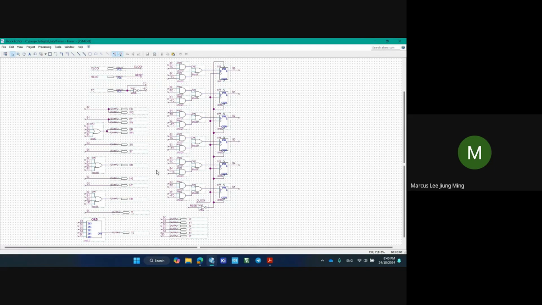And now I'm going to present the schematic diagram. From the equations formed, we can implement them in quarters to form the schematic diagram. We use D flip-flops, NOT gates, AND gates, and OR gates to create the schematic diagram. Since there are 6 states, 6 D flip-flops are used.